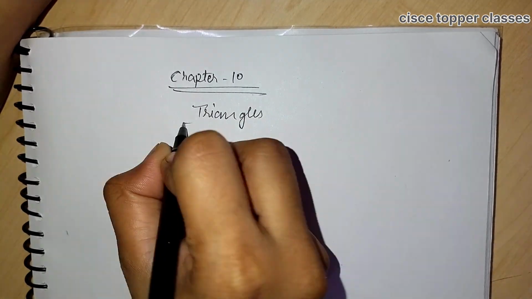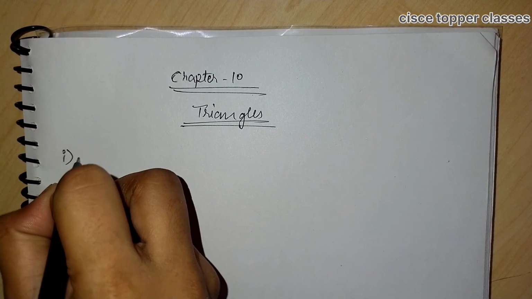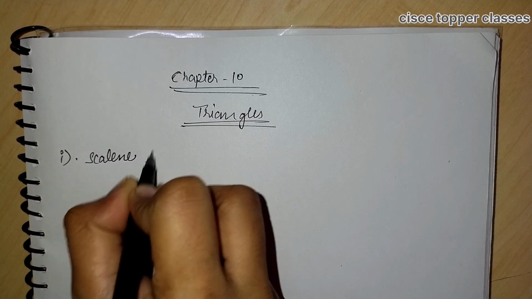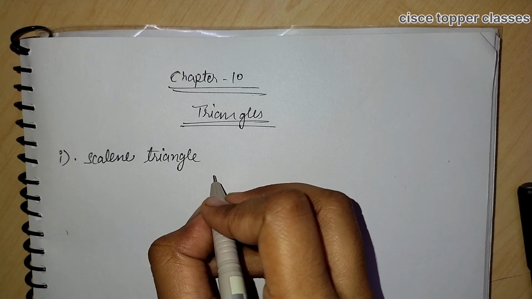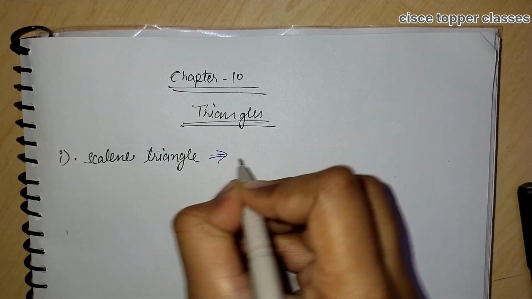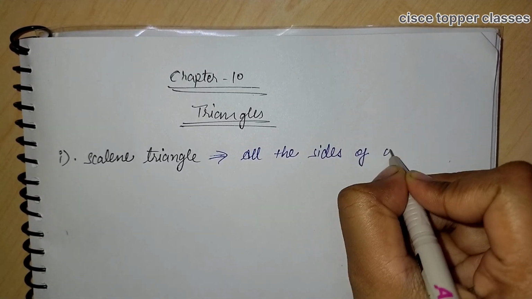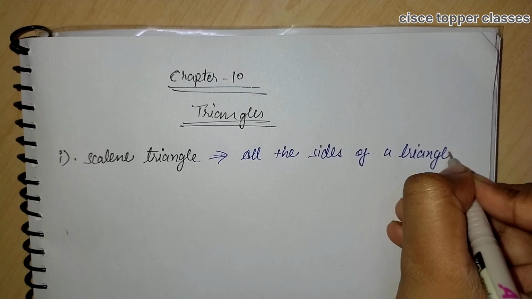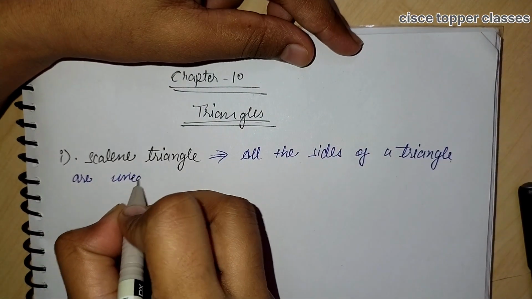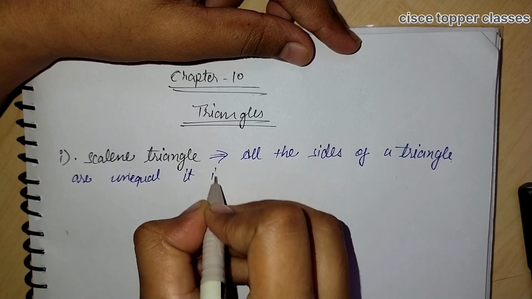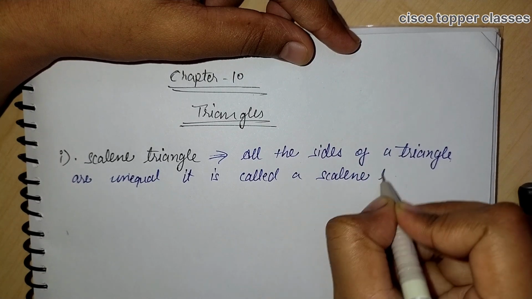Firstly, we have to know some important things which I am going to use frequently in this exercise. First is the scalene triangle. As we have already learned about triangles, if all the sides of a triangle are unequal, then it is called a scalene triangle.